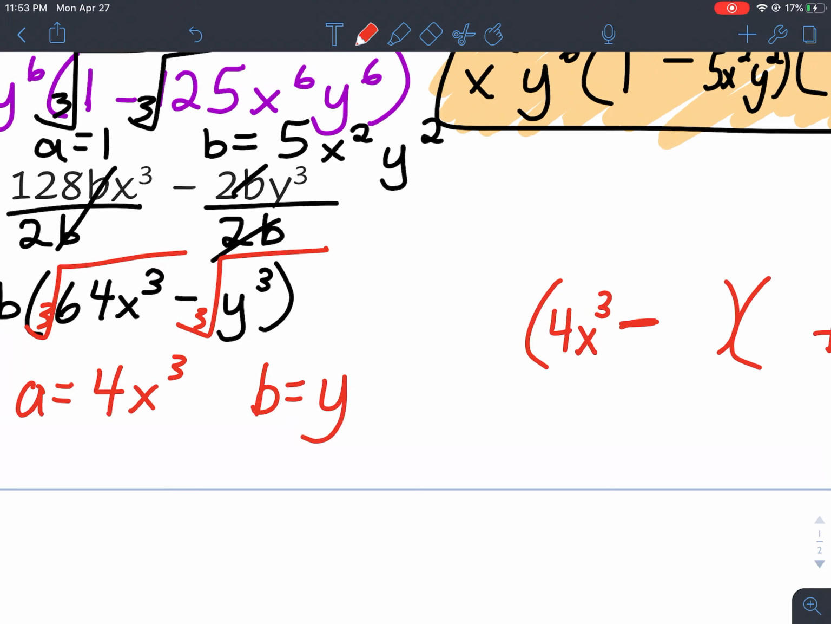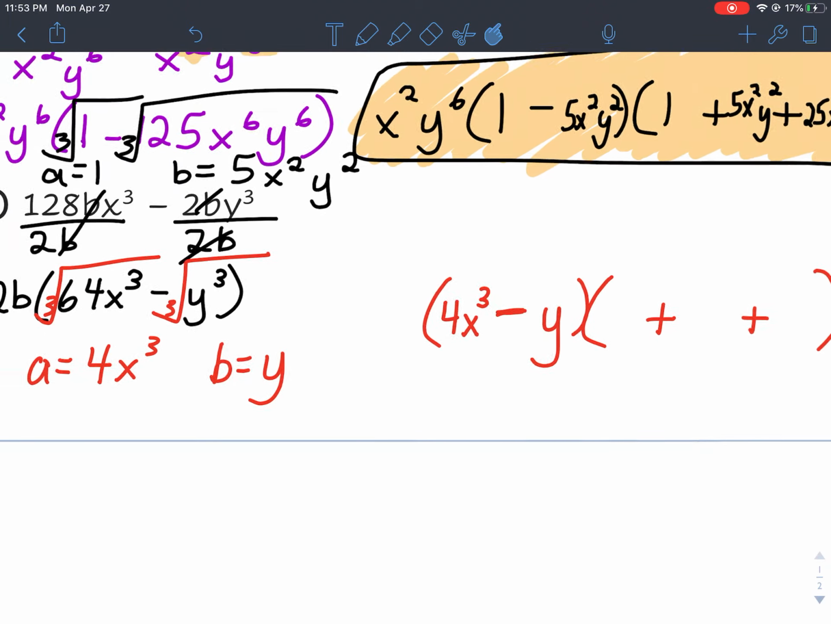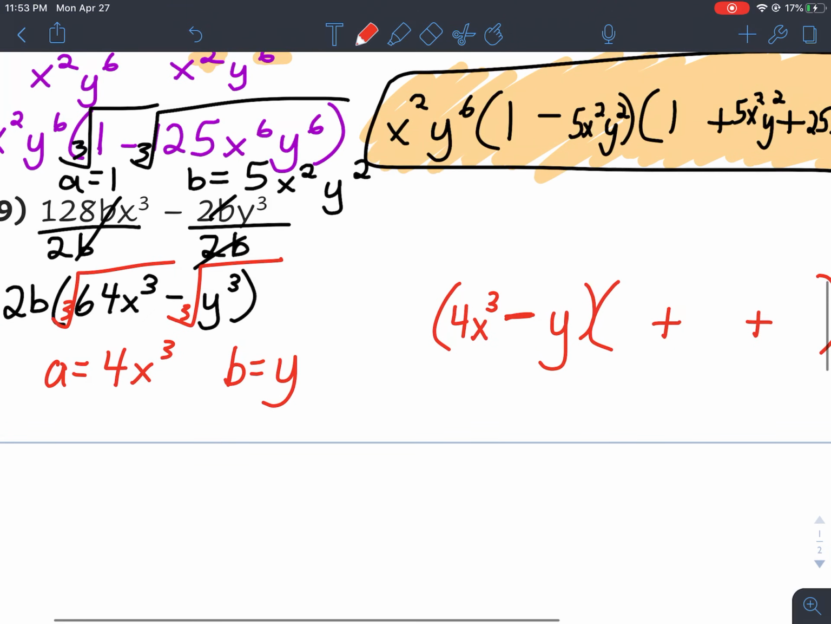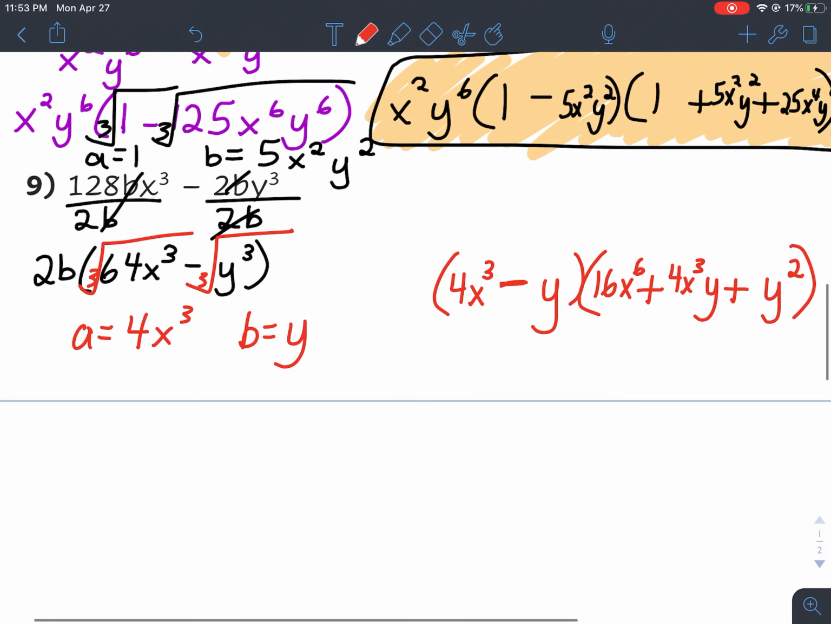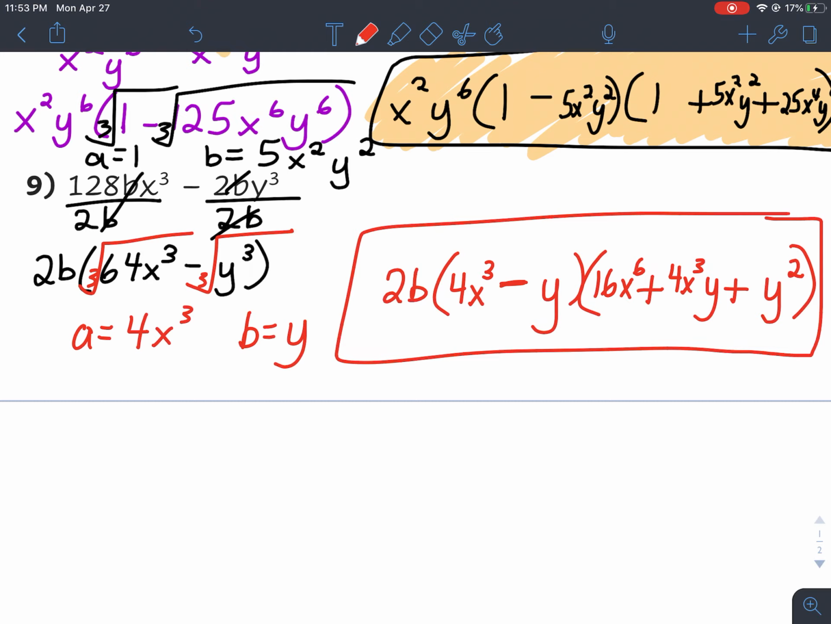Okay, a and b. A squared, so 4x to the 3rd times 4x to the 3rd, multiply 4 times 4, add my exponents. 3 and 3 is 6. Okay, and then multiply a times b. 4x cubed y. And then b squared would be y squared. And then we took out a GCF, so don't forget that 2b should go in front. And that is completely factored form there.